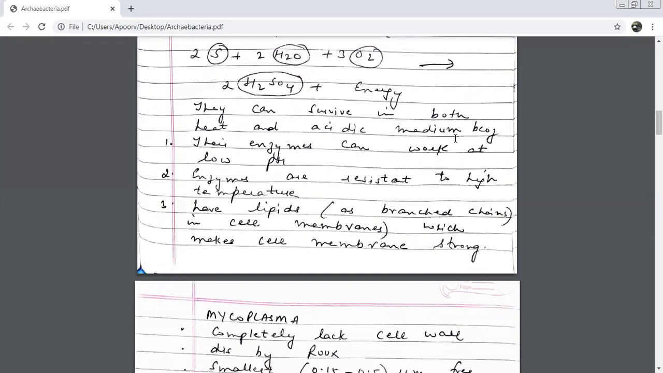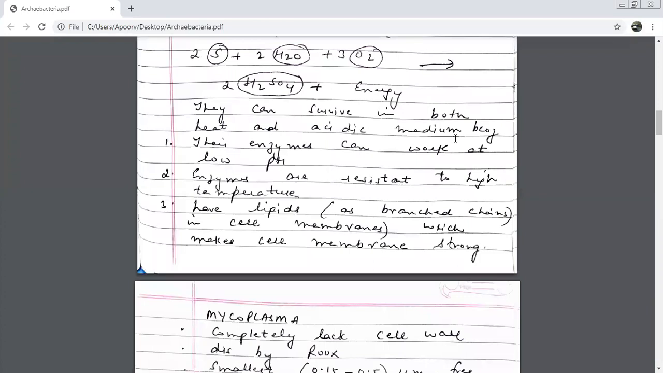The second, and a very important reason, is that they have lipids in their membrane. The lipids are present in the form of branched chains. There is a long chain of lipids present in the cell membrane, and this is the reason that the cell membrane is very, very strong.